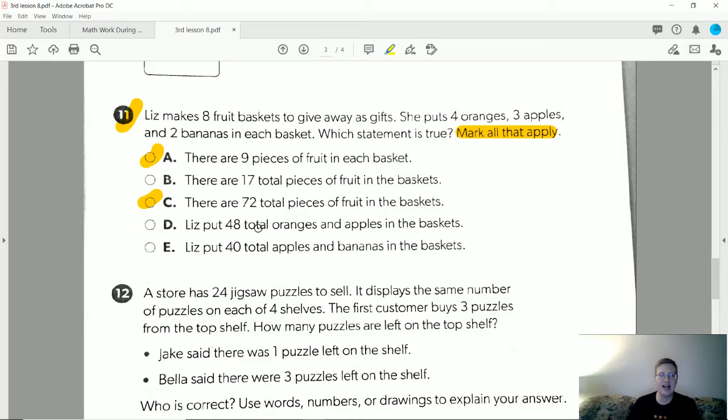Now we want to figure out how many oranges and apples. So if I take oranges and apples and I add those together, I would get 7. 7 times 8 gives me 56. So this one is not going to work for us. And the last one, apples and bananas, if I do 2 plus 3, I get 5. 5 times 8 does give me 40. So A, C, and E for that one.